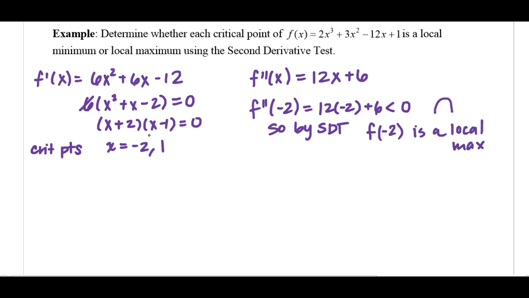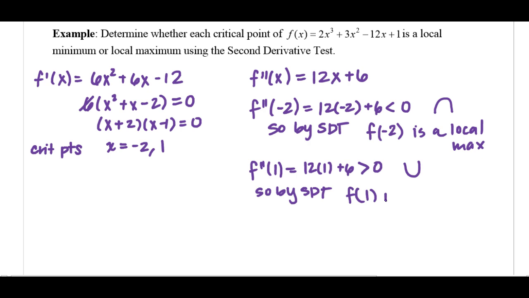So now I have to see what happens when I substitute in 1. So f double prime of 1 is 12 times 1 plus 6, which is greater than 0. So the second derivative is positive, which means that at the critical point I have a function which would be concave up, so I have a local minimum. So by the second derivative test, f of 1 is a local min.